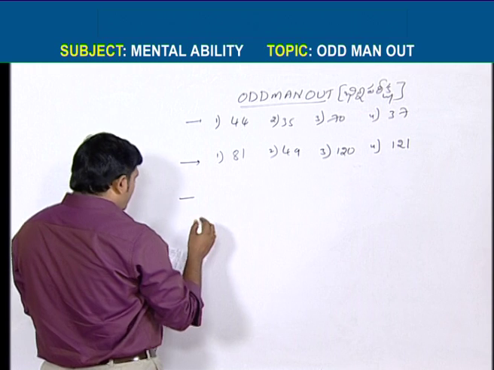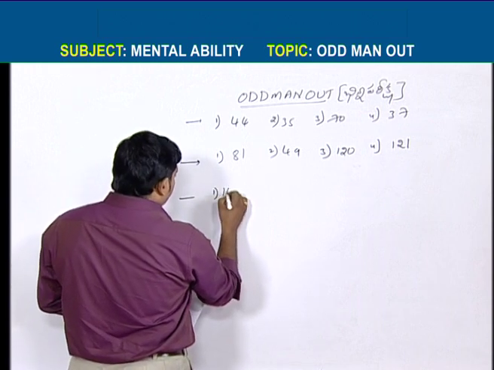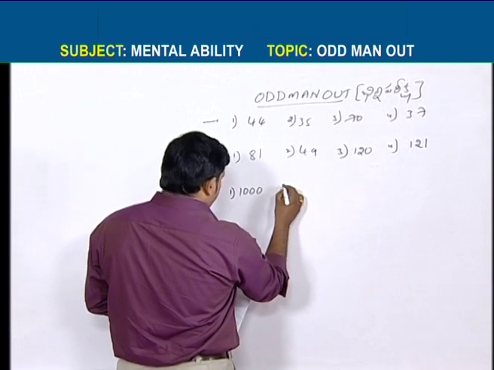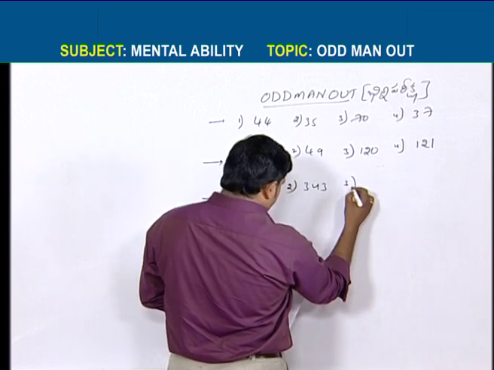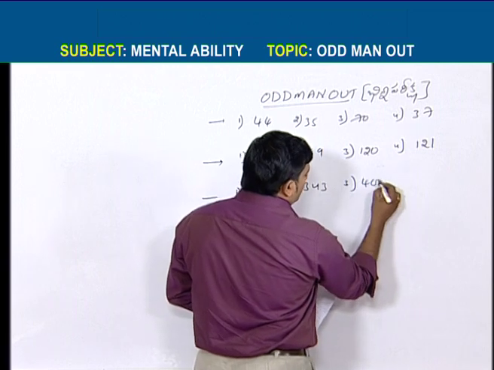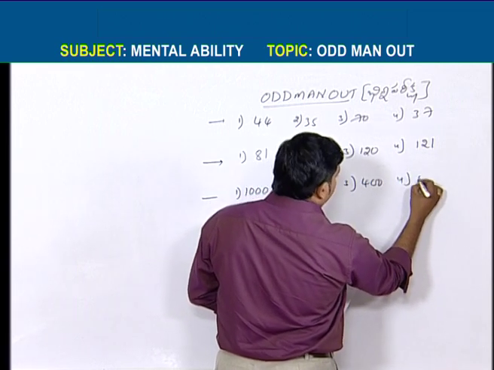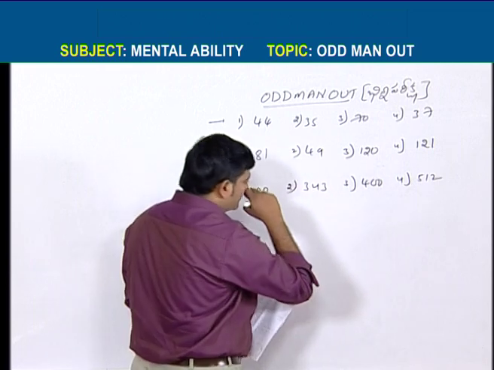The third question: first option is 1000, second option is 343, third option is 400, whereas the fourth option is 512.